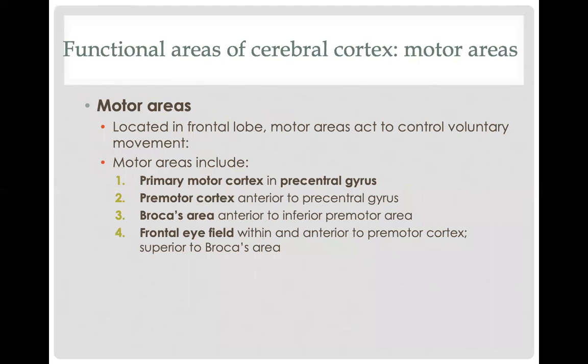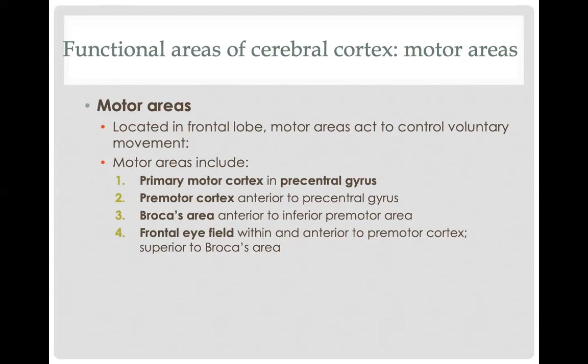So I'm going to talk about the motor area now. The motor area controls the voluntary actions of skeletal muscle. It is localized to the frontal lobe, and the frontal lobe itself is broken down into smaller areas called the primary motor cortex, premotor cortex, Broca's area, and the frontal eye field. So let's go over these, and then we'll continue with our next part afterward.